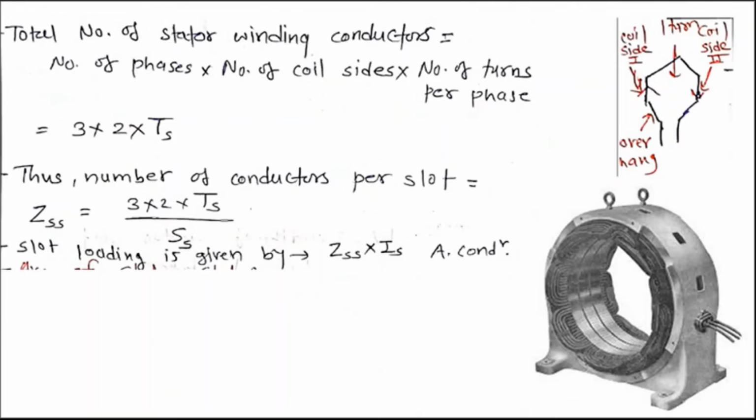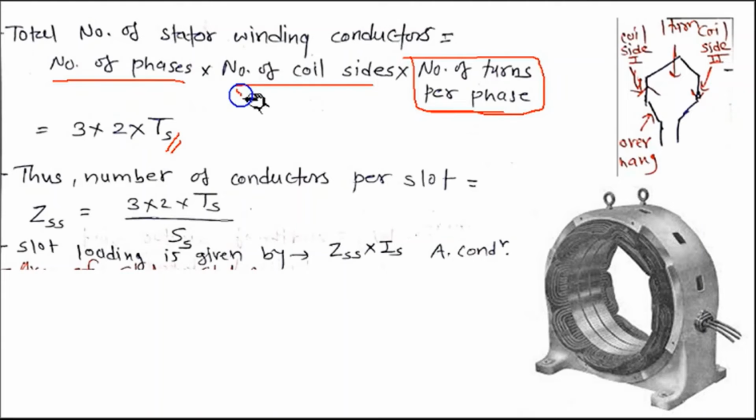Now the total number of stator winding conductors. How to calculate it? By using this simple formula: number of phases into number of coil sides into number of turns per phase. Remember, the number of turns per phase we have already calculated. That is a per phase value, so you have to multiply it by the number of phases, 3.